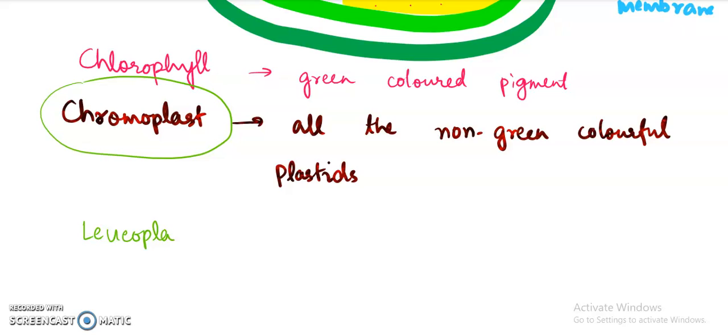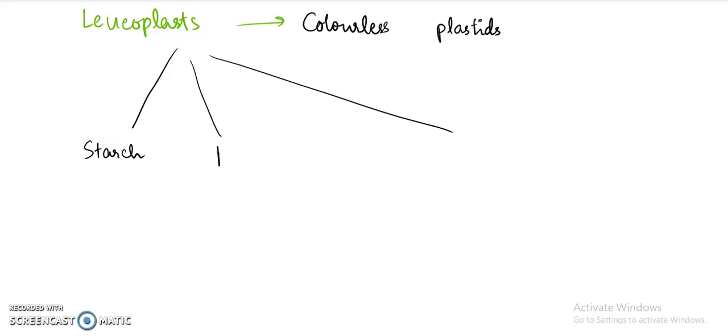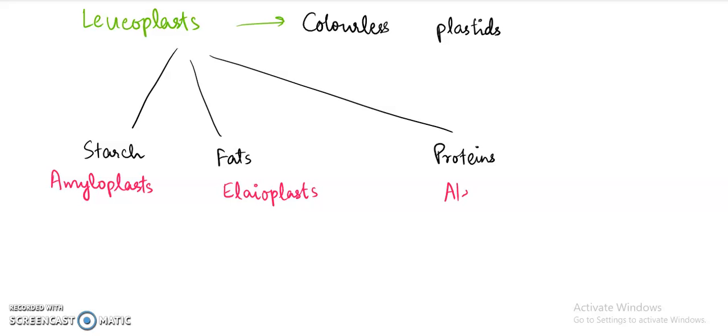Now let's come to the leucoplast, which are the last type of plastids. So these are colorless plastids, and depending upon what is stored in them, they could be of three types. If they are storing starch, they have got a different name. If they are storing fats, they have got a different name. And if they are storing proteins, they have got a different name. Now, what are the names? We will call them amyloplast if they are storing starch. We will call them elaioplast if they are storing fat. We will call them aleuroplast if they are storing proteins.